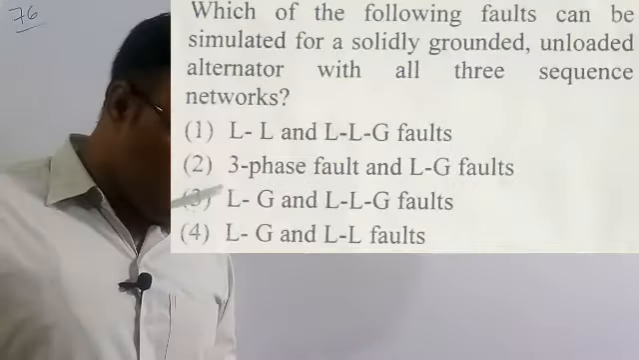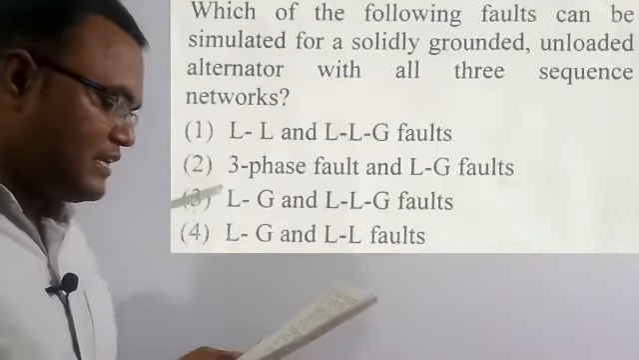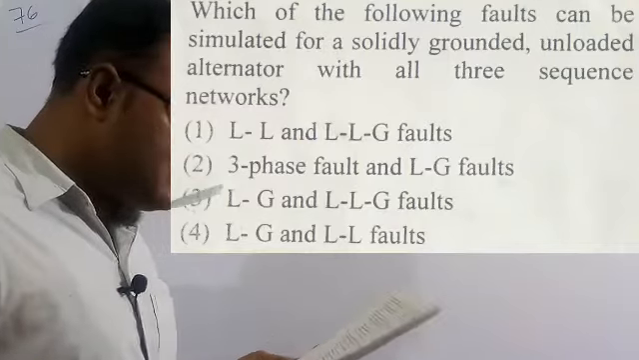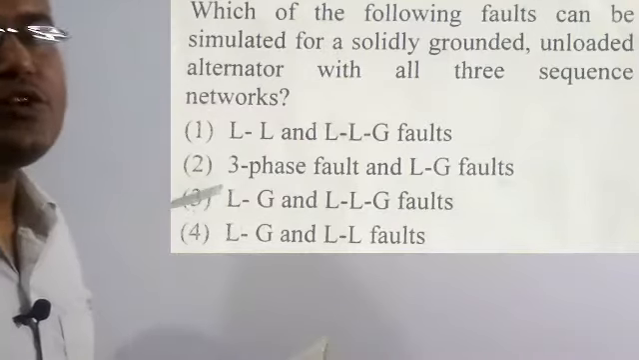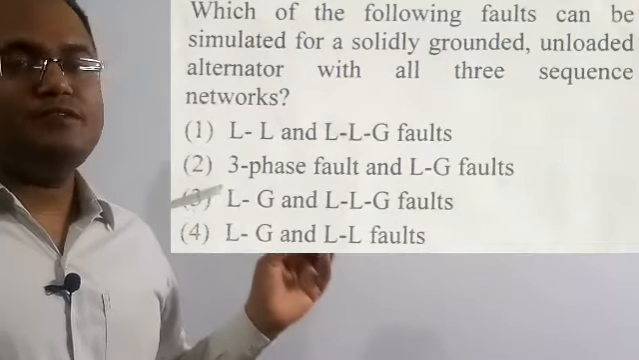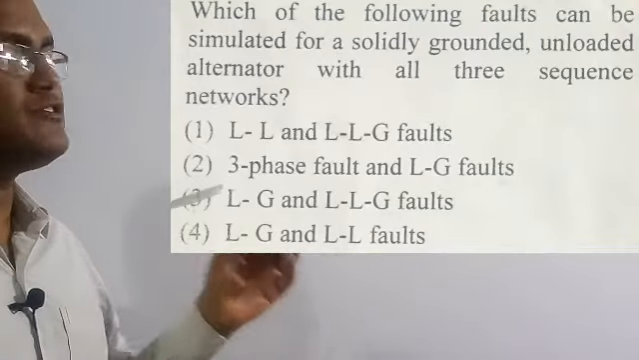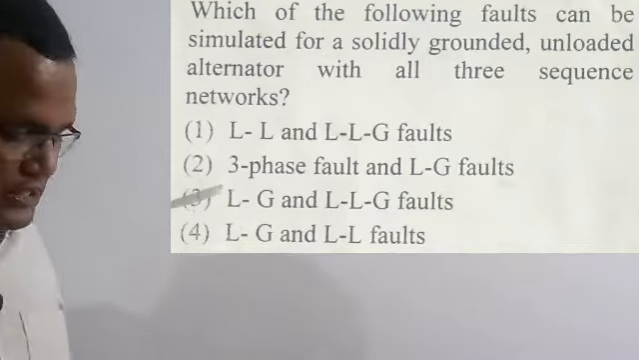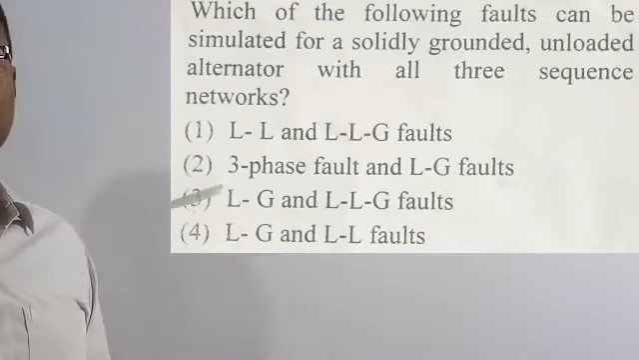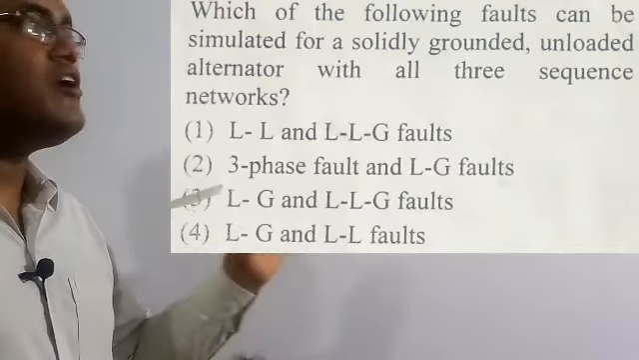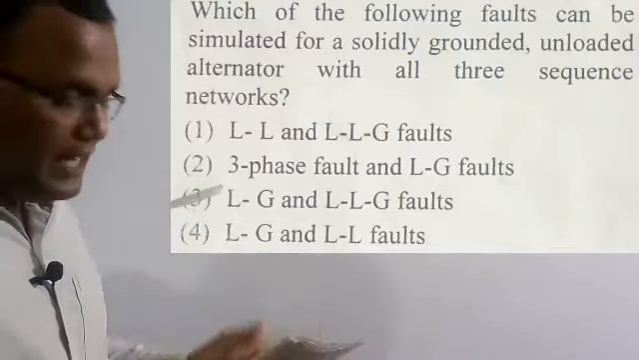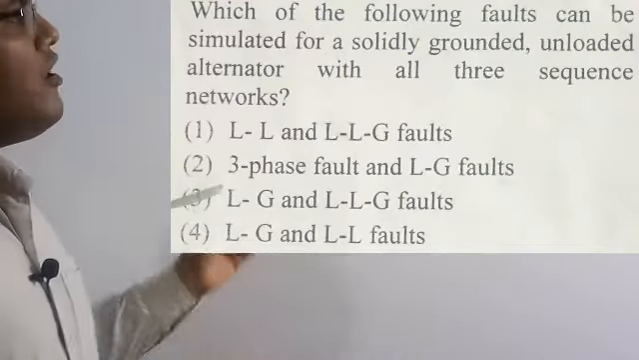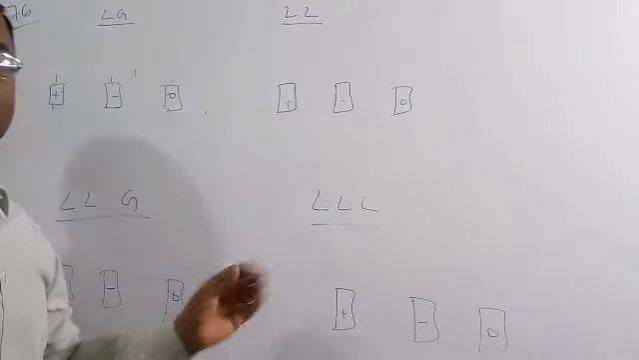So now we are going to solve the 76th question. See the question here. Which of the following faults can be simulated for a solidly grounded unloaded alternator with all the 3 sequence networks? So here they are asking which fault involves all 3 sequence networks. Out of the 4 options, option C, for LG fault and LLG fault only we are going to include all the 3 sequence networks, but not for the remaining faults. So let us discuss all these faults in a very detailed manner. Now I am going to draw a sequence network for all the faults.